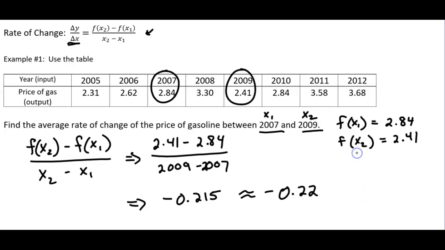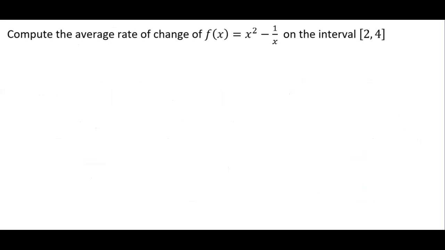Okay, so let's look at another example where we have an equation given to us for a function. And they want us to compute the average rate of change, and they give us an interval where the inputs are 2 and 4. So this is my x sub 1, and this is going to be my x sub 2. Now I'm going to have to find f of x sub 1. So that's going to be f of 2, and then I'll have to plug that in.